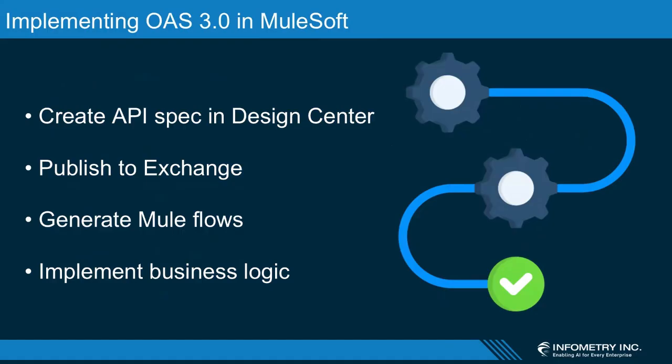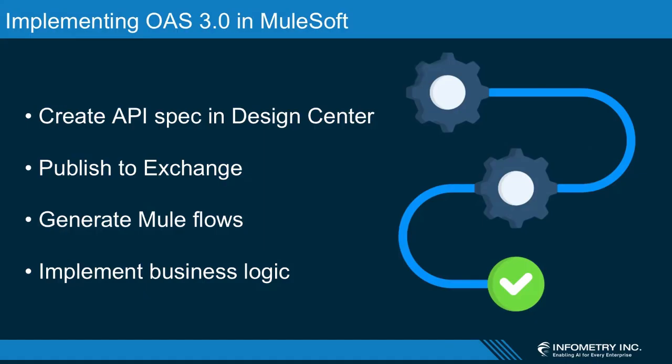There are four steps. First, we need to create a specification in Design Center. That is where we are going to implement OAS 3.0. Using OAS 3.0, we implement our API. It provides visual editing and real-time validation in Design Center. And once everything is finalized and all the details are included, that API specification will be published to Anypoint Exchange.